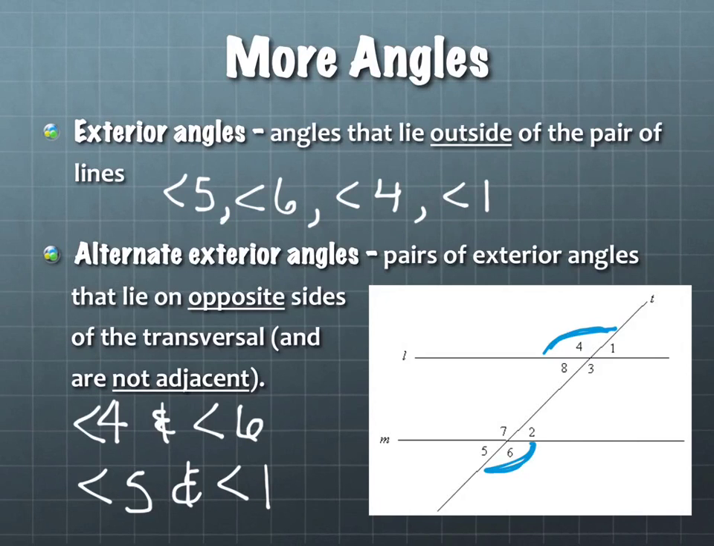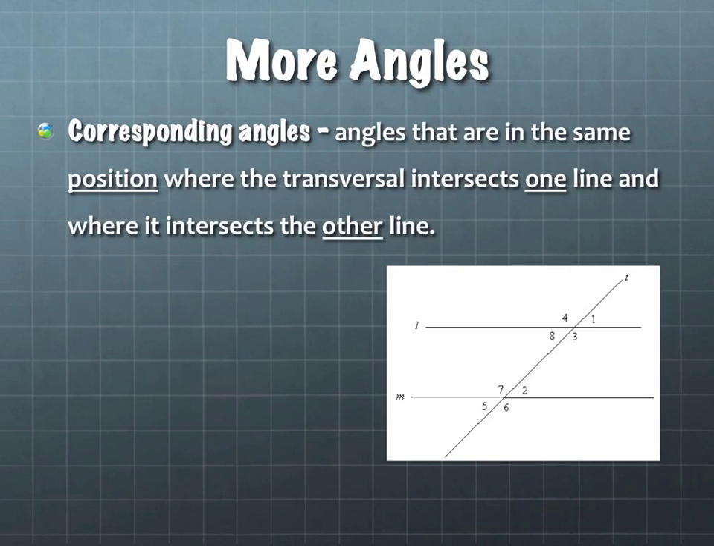All right, one more definition and then we'll stop for today. Corresponding angles. Corresponding angles are angles that are in the same position where the transversal intersects one line and where it intersects the other line. So let me give you an example. There's lots of corresponding angles in the diagram. If I talk about angle 4, the angle that corresponds to it is angle 7.